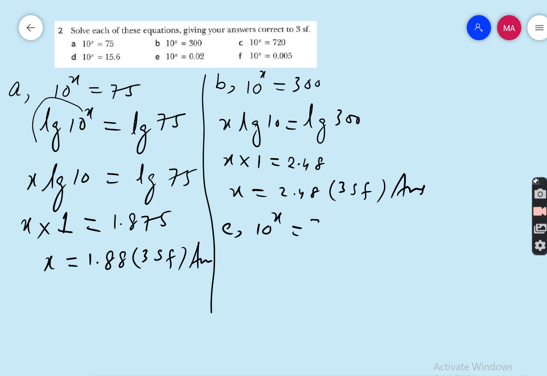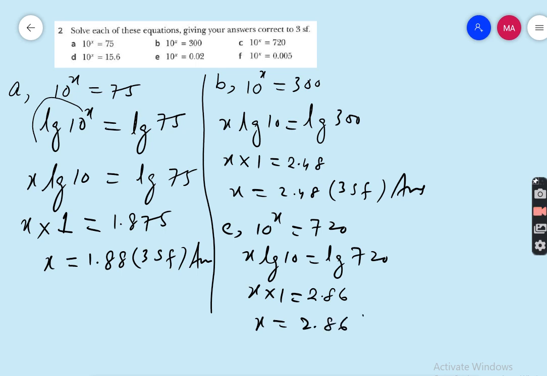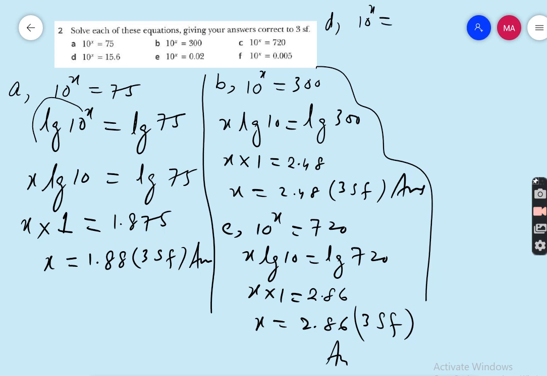Come to part C. 10 power x is equals to 720. Then x log 10 is equals to log 720. X multiplied by log 10 is 1, and log 720 is 2.86 after rounding off. X is equals to 2.86. 3 significant figures. Answer. Next, part D. Part D is 10 power x is equals to 15.6. X log 10 is equals to log 15.6. X log 10 is 1, log 15.6 is?